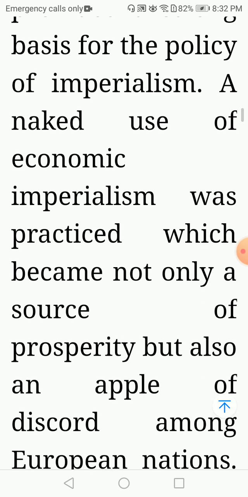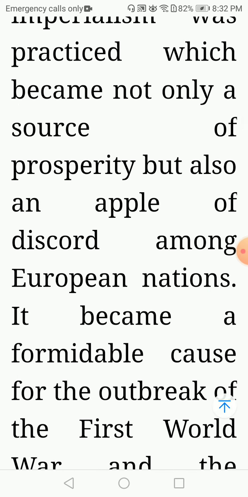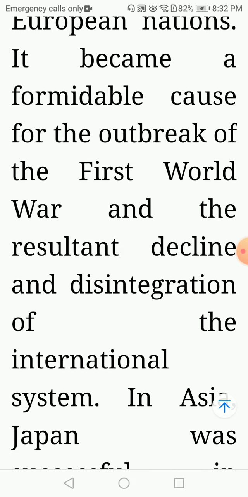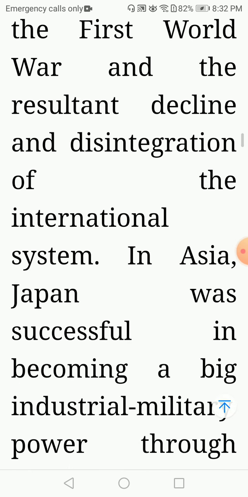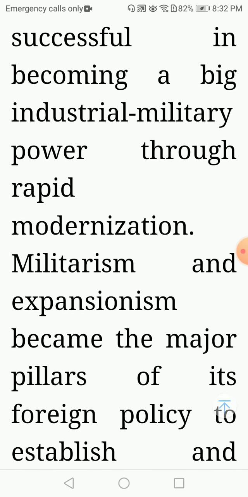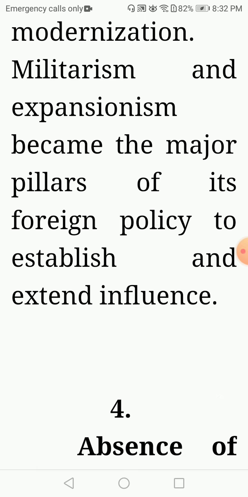A naked use of economic imperialism was practiced, which became not only a source of prosperity but also an apple of discord among European nations. It became a formidable cause for the outbreak of First World War and the resultant decline and disintegration of the international system. In Asia, Japan was successful in becoming a big industrial military power through rapid modernization. Militarism and expansion became the major pillars of its foreign policy to establish and extend influence.